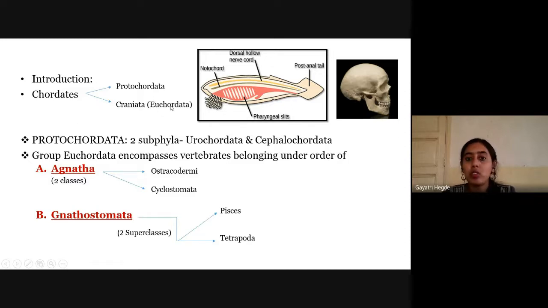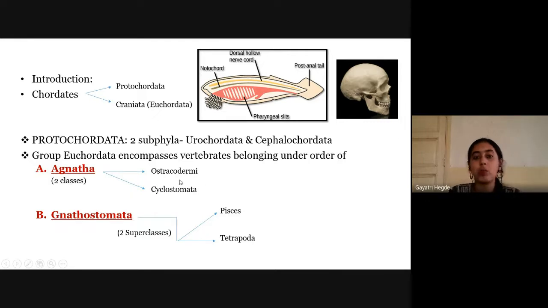And coming back to Euchordata that our chapter belongs to. Now this chapter will encompass euchordates. Euchordates have two big groups, okay, orders if you can say, divisions actually. These divisions are: first is Agnatha and second is Gnathostomata. Gnatha means jaws. So what comes in Agnatha? The animals which don't have jaws, and Gnathostomatas are those animals which have jaws. In Agnatha, there are two classes. Those classes are Ostracodermi and Cyclostomata.